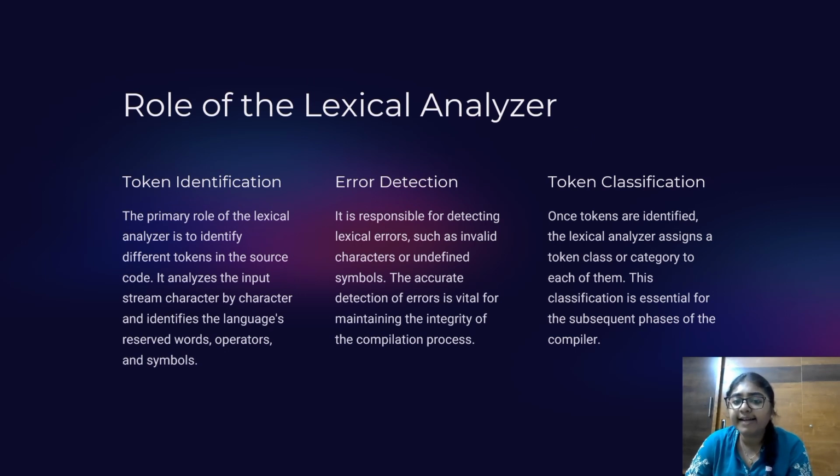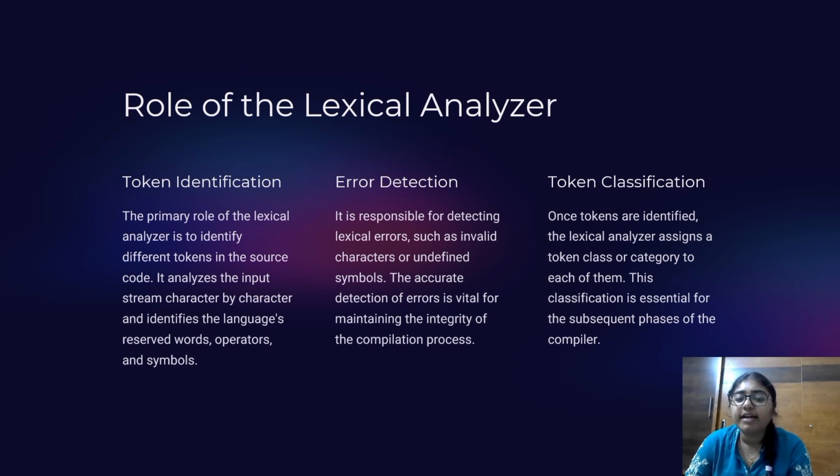Role of the lexical analyzer. Token identification. The primary role of the lexical analyzer is to identify different tokens in the source code. It analyzes the input stream character by character and identifies the language's reserved words, operators and symbols.